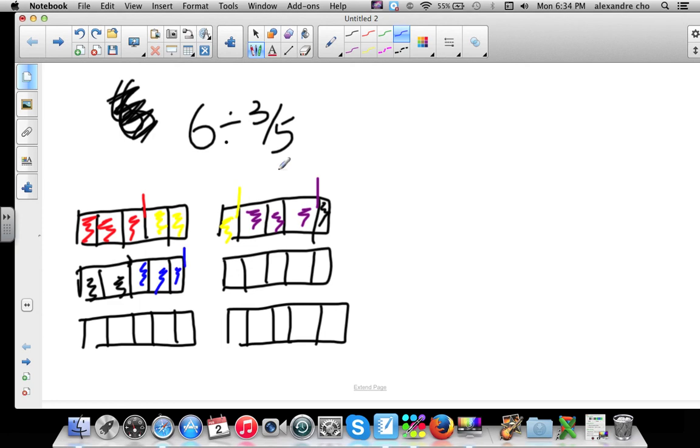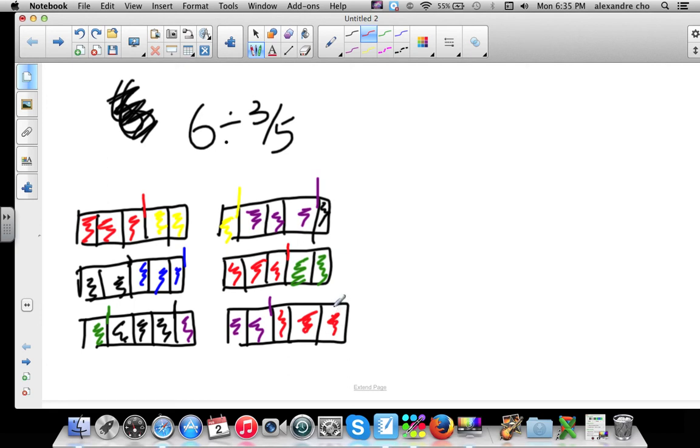1/5, 2/5, 3/5. That's another one. 1/5, 2/5, 3/5. That's another one. 1/5, two-fifths, three-fifths, that's another piece. Try this color. One-fifth, two-fifths, three-fifths, that's another piece. One-fifth, two-fifths, three-fifths, that's another piece. And finally, we have our last one. One-fifth, two-fifths, three-fifths.